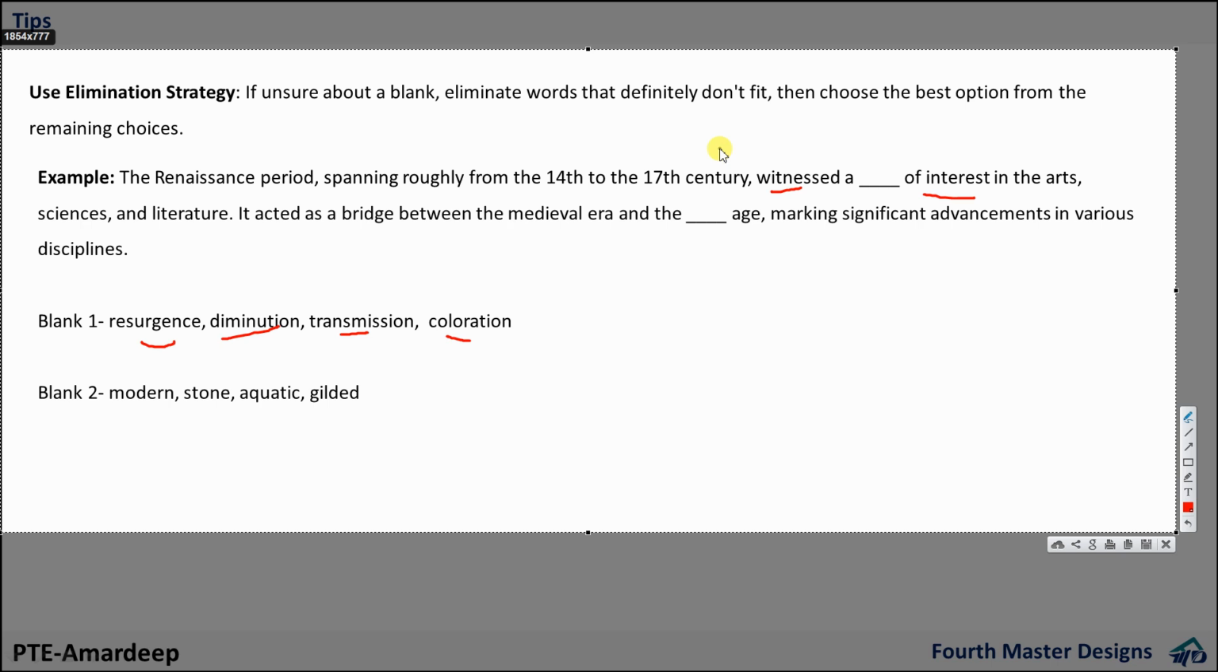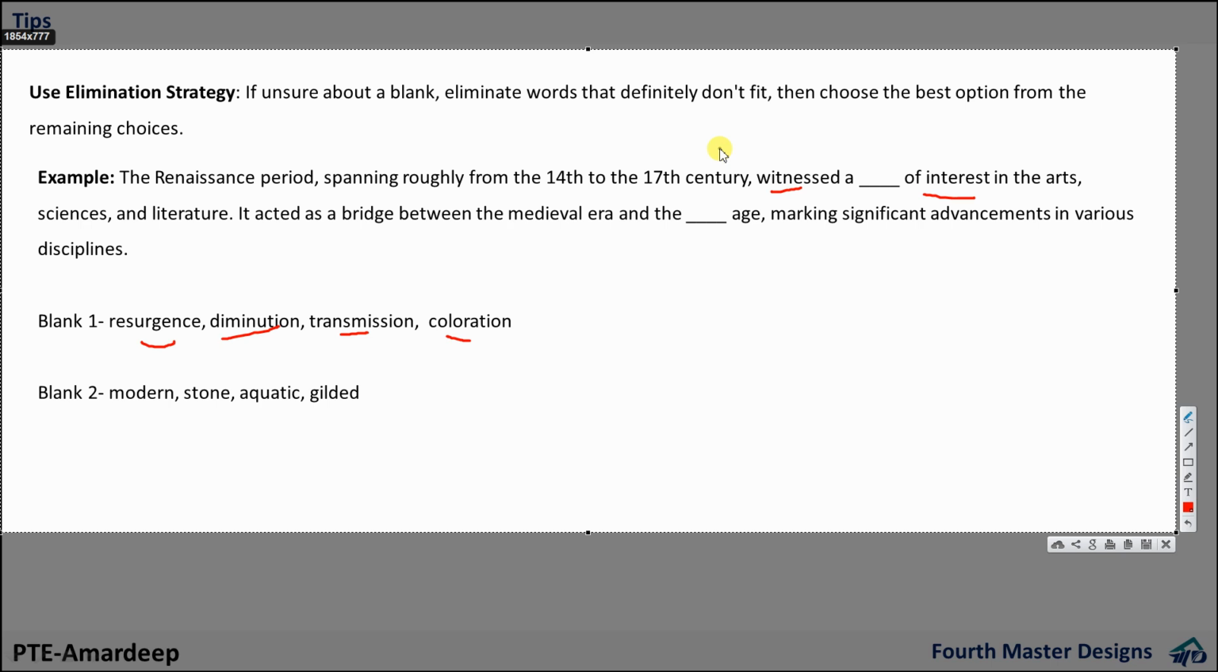But let's say I do not understand the meaning of a particular word, or two or three words. Then I will try to eliminate. If I am able to eliminate two incorrect answers, the probability of selecting one correct word from two is much more than selecting one out of four. That is my theory here.